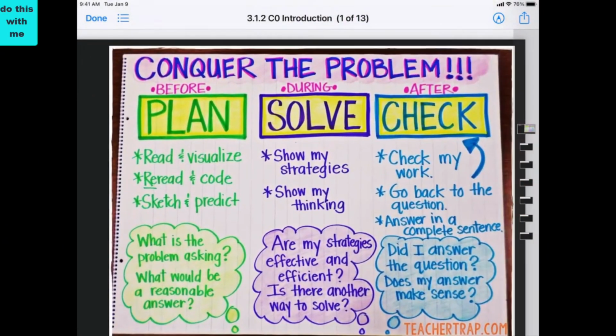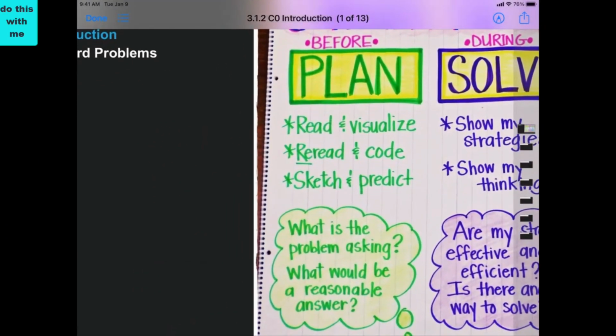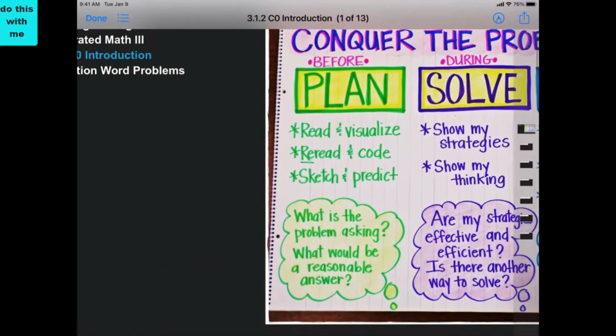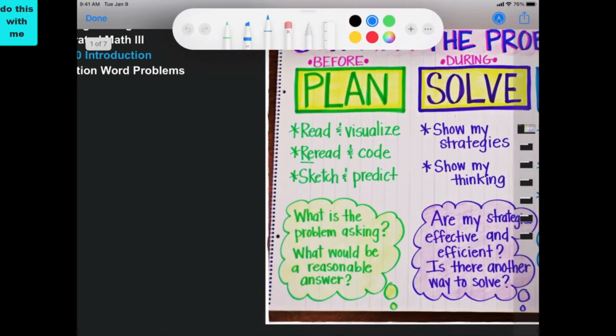Well, how do you conquer the word problem? Well, number one, before you do anything, you got to plan. And I'll just say that I'm going to emphasize it quite a bit. You really got to read this a couple of times. It might take you 2 or 3 times. Coding just basically means, can you think of numbers or variables that you need.